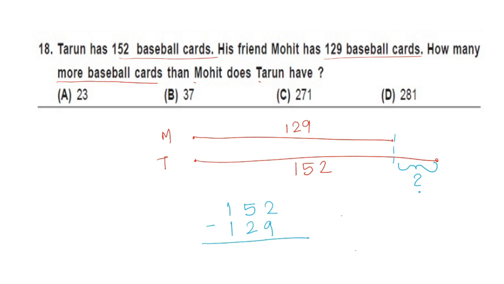129, which will give, well, 2 is less than 9, so it will borrow from 5. 5 gets reduced to 4, making the 2 a 12. 12 minus 9 is 3. 4 minus 2 is 2 and 1 minus 1 is 0. So it is 23. So the answer is 23.